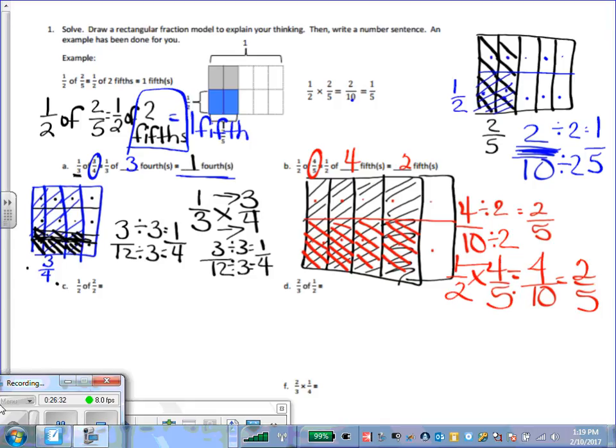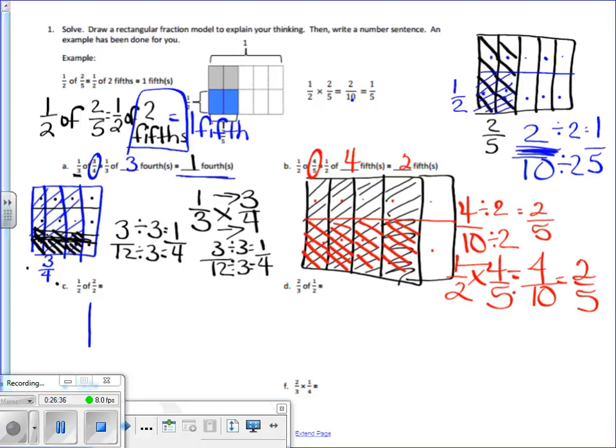All right. So 1/2 of 2 halves. Rectangular model. So 2 pieces. 2 halves are shaded. Right there. Right there. Right there. Go across. 2 halves. The whole thing. Go across.